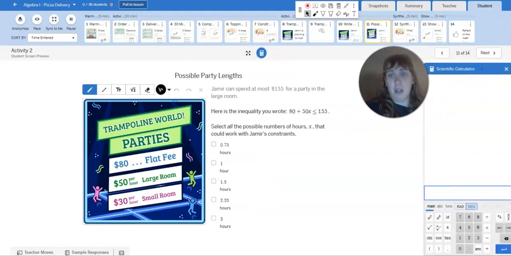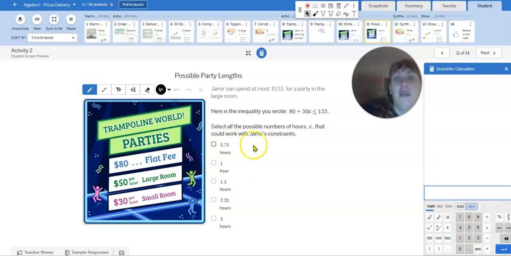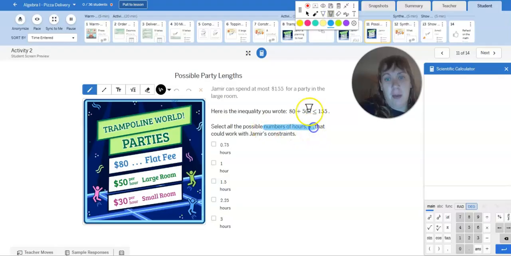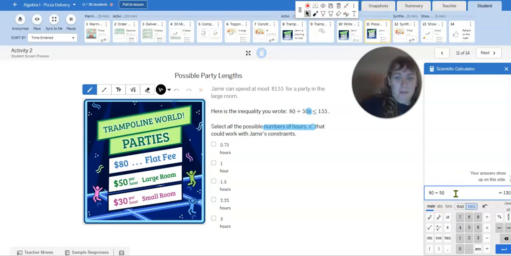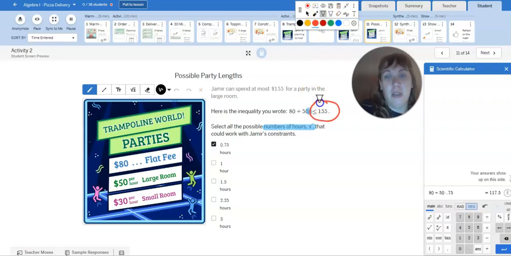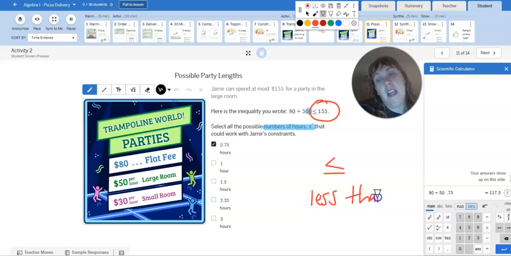Now there's a couple ways that we could do this. We could plug in these values for x, since the number of hours is representing x. So for the first one, we have 80 plus 50 times 0.75. And that gets us $117.50, which is less than or equal to 150. So this symbol is less than or equal to.